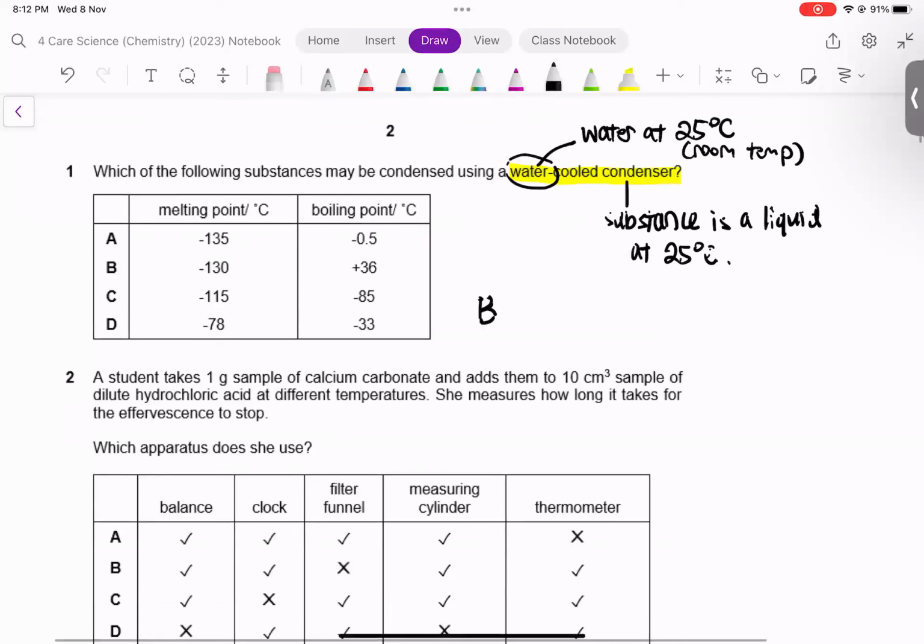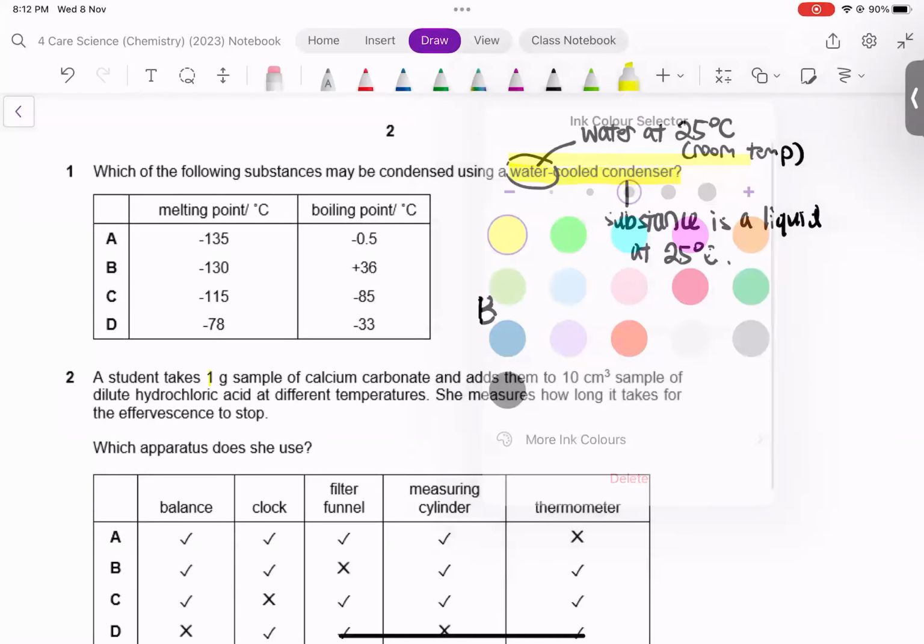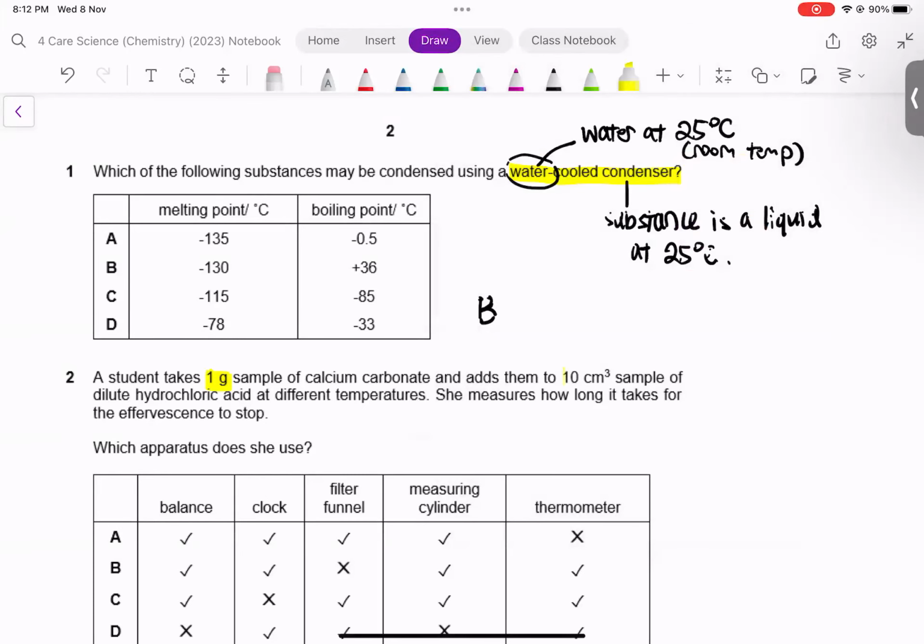Next, question 2. Most of you probably still got question 2 correct, but can I please encourage all of us to highlight numbers with their units? Now, this is really crucial. By highlighting the numbers with the units, you will realize that there's 1 gram. 1 gram is mass. 10 cm cube is volume, in this case, volume of acid. Next, you need to focus on words like different temperatures. Temperature. Finally, she measures how long it takes. That's time.